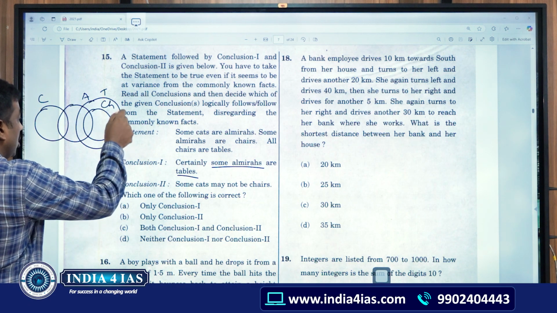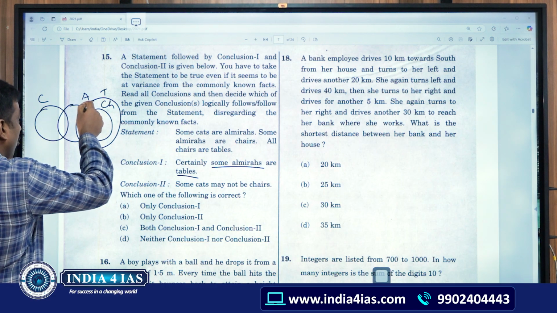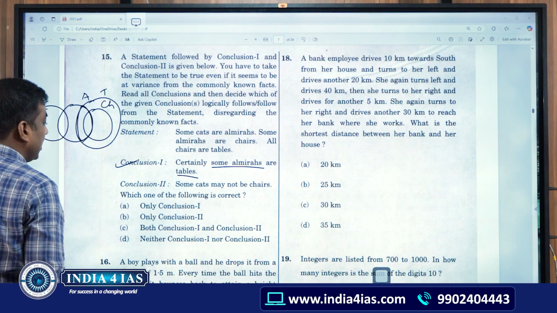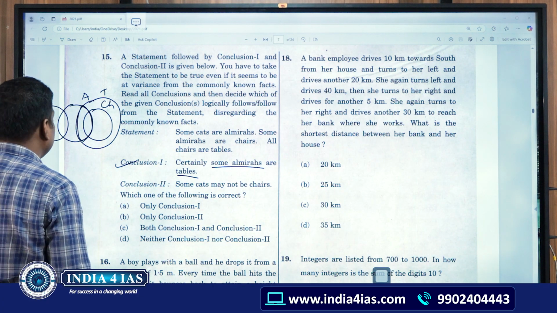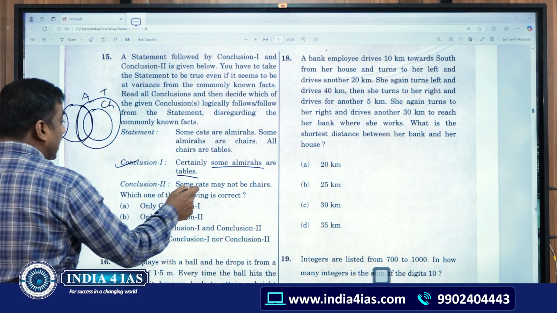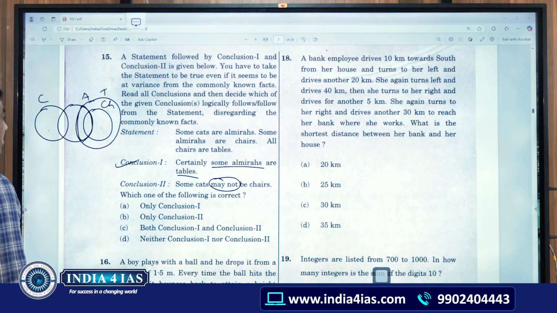See, you cannot draw a table circle outside this A. So anyways, they are going to coincide like this. So conclusion 1 is correct. Some cats may not be chairs. They have asked "may not". When "may not" comes, that becomes easy.